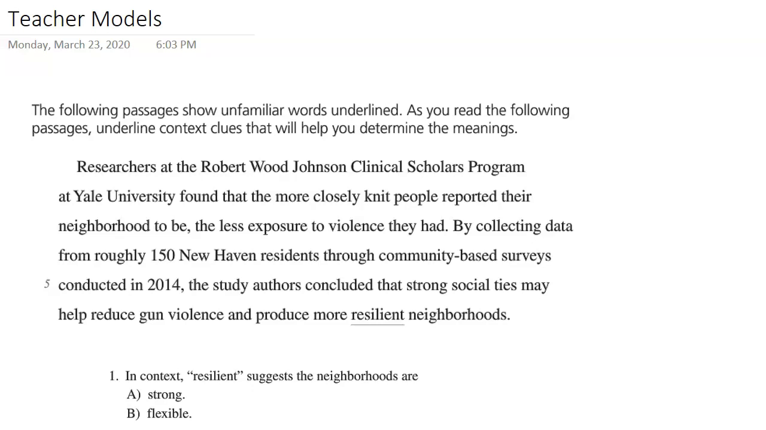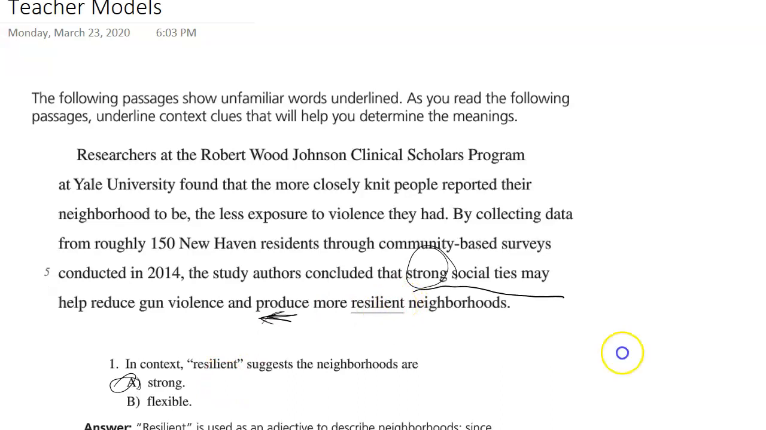The first thing I'm noticing in the context is that by collecting data from roughly 150 New Haven residents through community-based surveys, the study authors concluded that strong social ties may help reduce gun violence, and these strong social ties may produce more resilient neighborhoods. And what's standing out to me here is strong. And so I think strong is going to be the best answer. Producing a more flexible neighborhood doesn't quite make sense in the context of the passage. This is talking about close-knit communities and how these close-knit communities had less exposure to violence. And so the best answer choice here is strong.